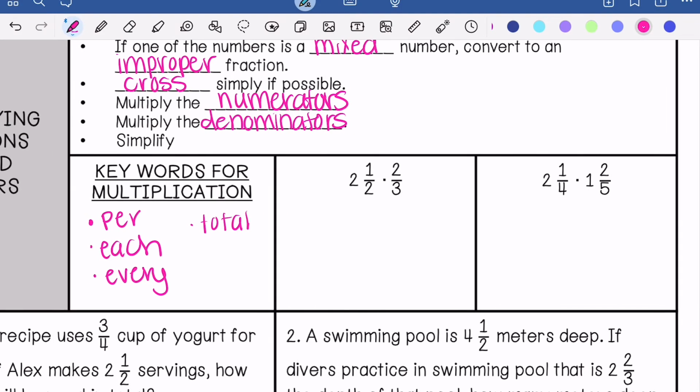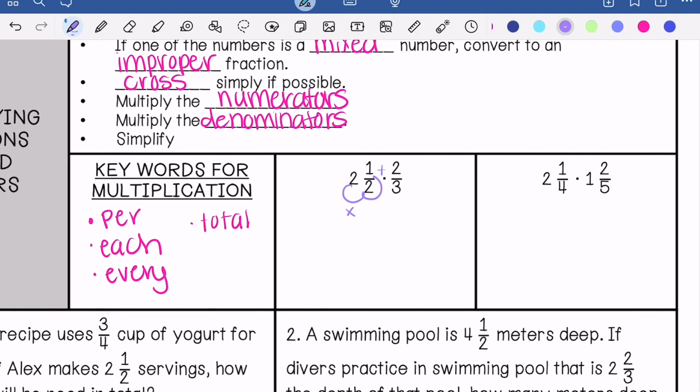All right, we are going to do 2 2/3 times... First, we are going to convert this mixed number into an improper fraction. We multiply the whole number and the denominator. 2 times 2 is 4. Add the numerator, which is 1, so this becomes 5/2... times 2/3. I can cross simplify. So this becomes 5 over 1 times 1/3. And then I'm going to convert this to a mixed number. 3 goes into 5 one time with a remainder of 2. So 1 2/3.